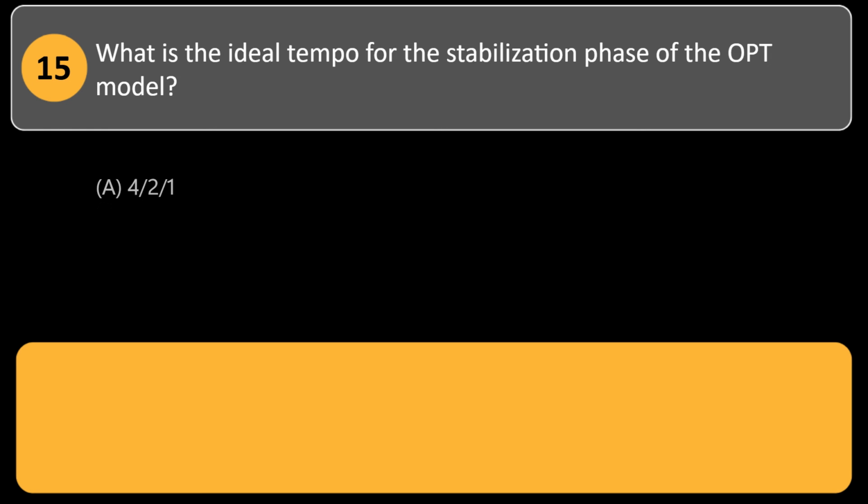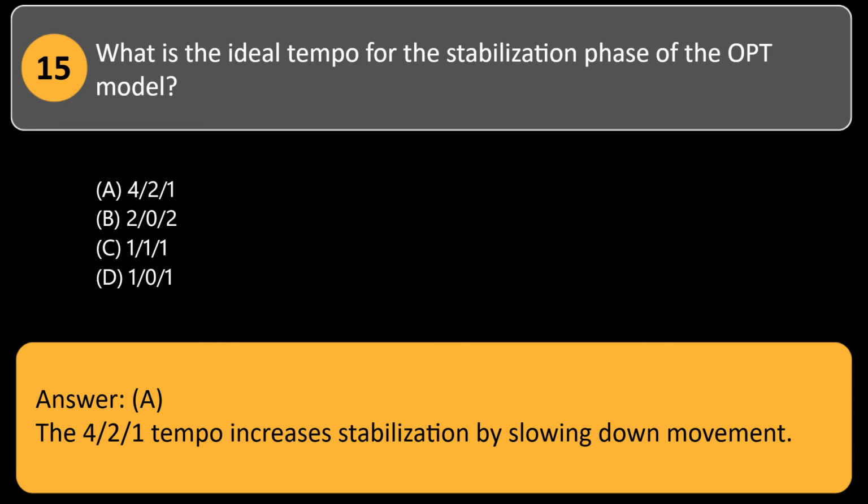What is the ideal tempo for the stabilization phase of the OPT model? A. 4/2/1. B. 2/0/2. C. 1/1/1. D. 1/0/1. Answer: A. The 4/2/1 tempo increases stabilization by slowing down movement.